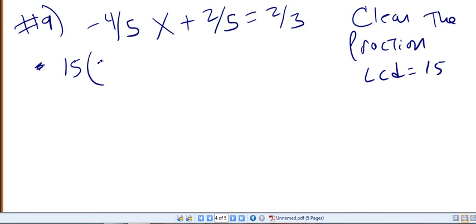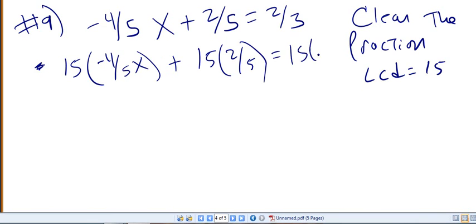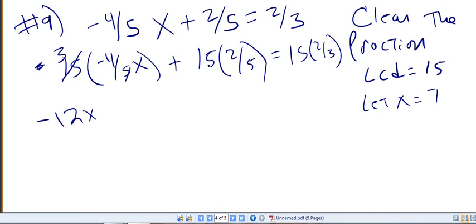So I got 15 times negative 4/5 x, which is really a t on your sheet, but we're going to call it an x on this video. You got 15 times 2/5 is equal to 15 times 2/3. So 5 goes into 15 3 times. 3 times negative 4 is negative 12x. 5 goes into 15 3 times, so that's 3. 3 times 2 is 6. 3 goes into 15 5 times. 5 times 2 is 10.